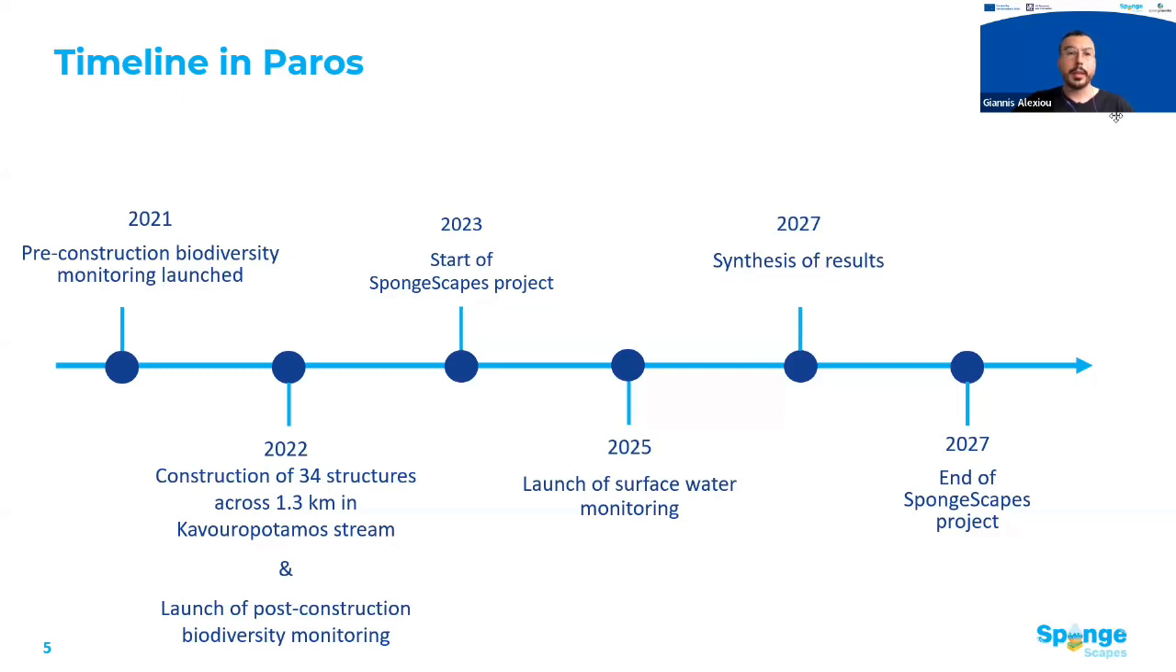2023 was a very important year for this project because SpongeScapes started. So this gave us the chance to continue with the engagement there and also to continue with monitoring the effect of check dams on water and biodiversity, which we currently do. This year, we will also start a monitoring plan to monitor surface water. And by the end of the SpongeScapes project, in 2 years from now, we will have a synthesis of our results showing what the effects of these check dams are on surface water and biodiversity.